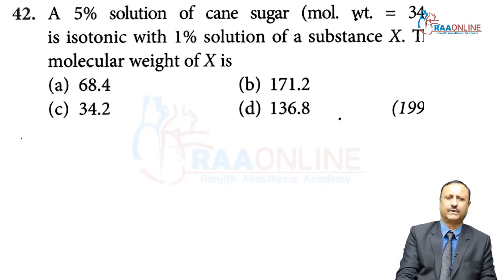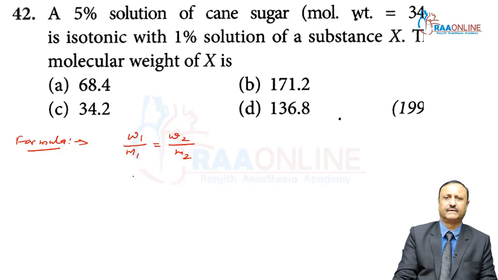Here I gave you the formula of isotonic solution before the questions. In an isotonic solution, we know very well, the osmotic pressure is the same, the concentration is the same. So W1 upon M1 is equal to W2 upon M2. The volume is the same, both volumes are 100, so no problem at all. Here you can put 5 or you can put 50, no problem. Then you can put 10.